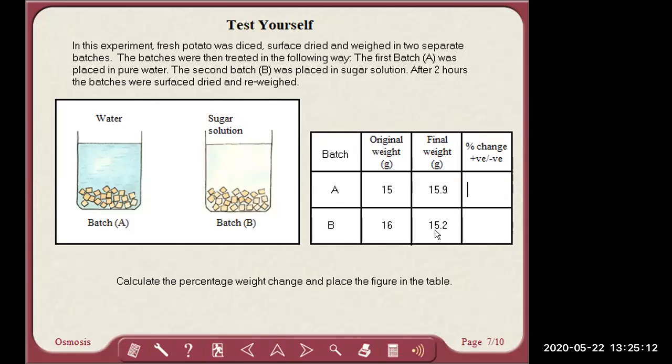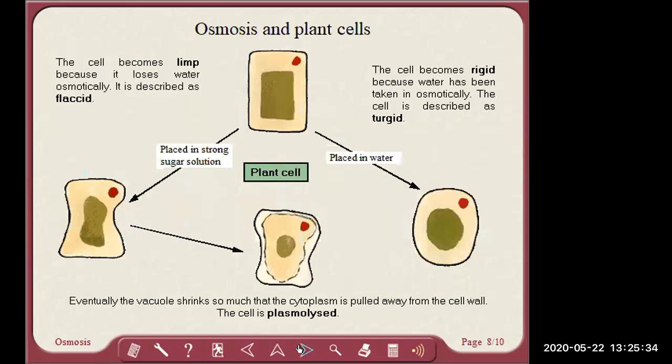In B, which is this one, it becomes 15.2. So right away we see that this one what? Right, decreases. And this one was 15, and it's almost 16 now. So we see an increase here. So 15.9 minus 15 over 15 times 100, and you do your calculation there. Then, so this is what happens.